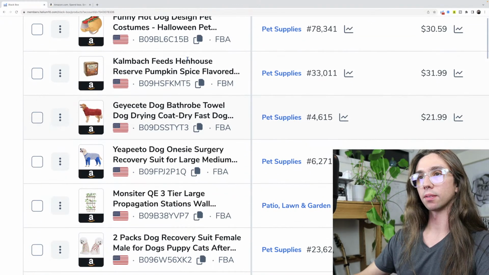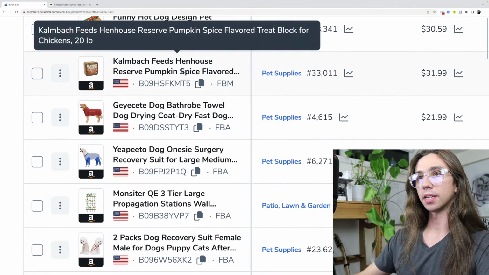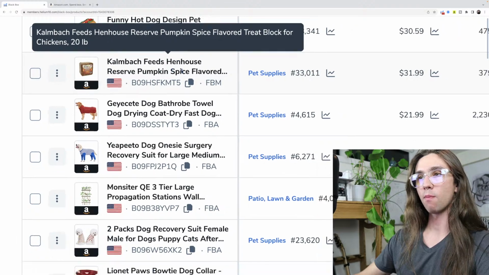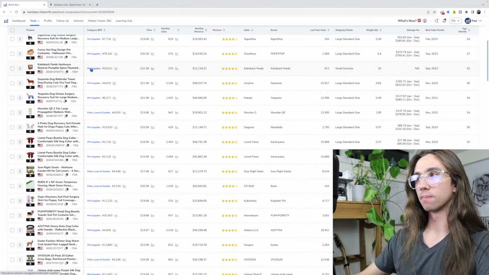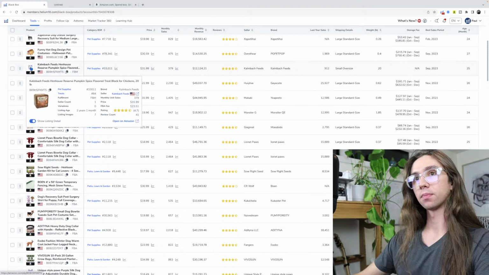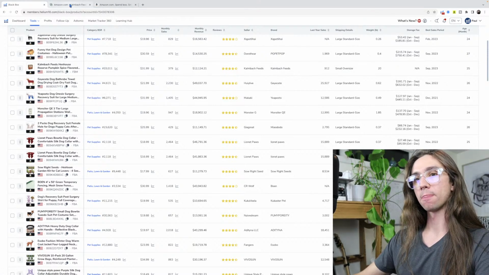So let's see here. Pumpkin spice treat block for chickens. That sounds really interesting.